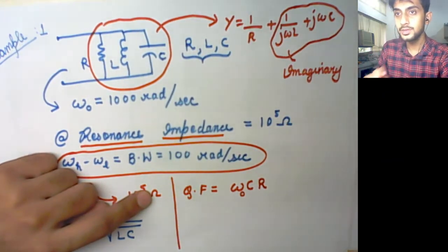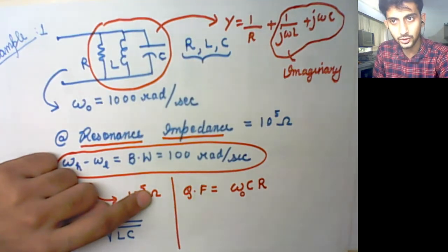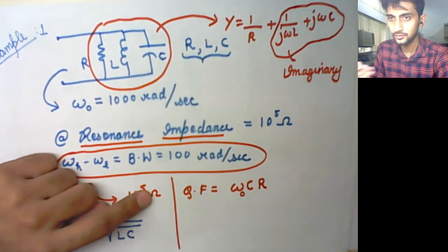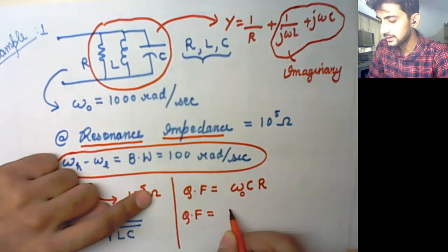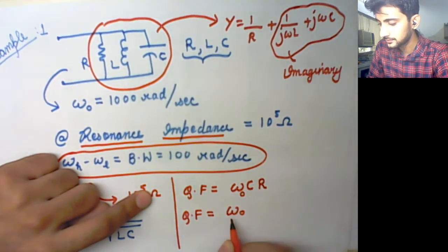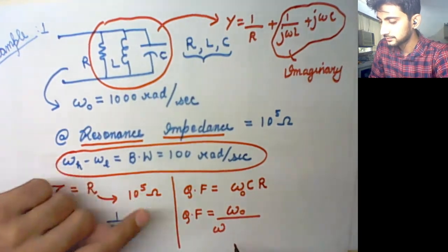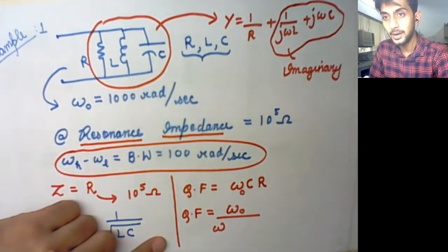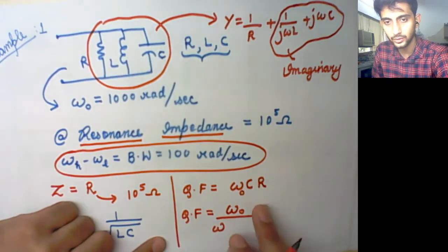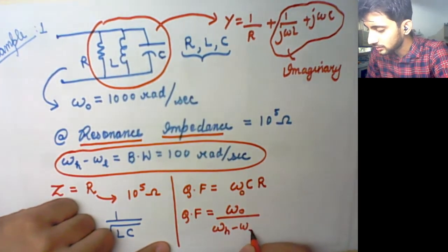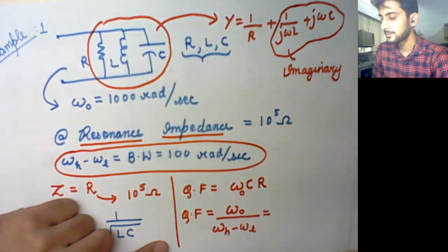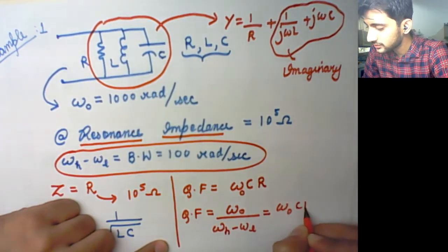But you should also know the quality factor in terms of resonant frequency and bandwidth. What is the formula? Not wavelength but bandwidth: the resonant frequency and bandwidth. So it is resonant frequency upon bandwidth, which is omega naught upon omega H minus omega L. Fine. So this is the quality factor, which is omega naught into C into R.